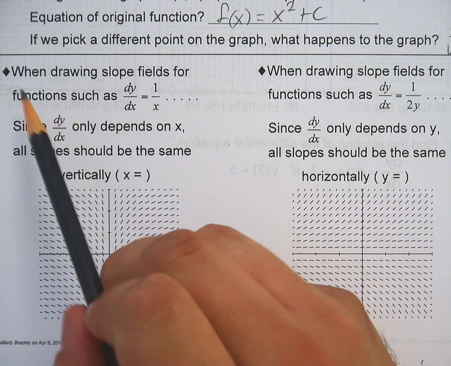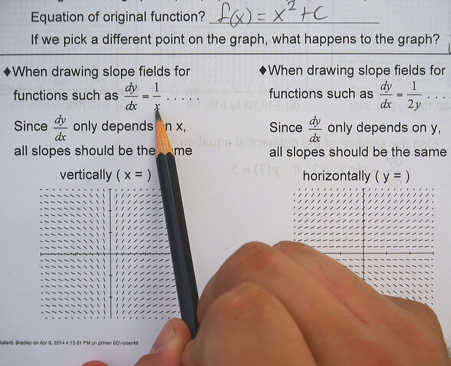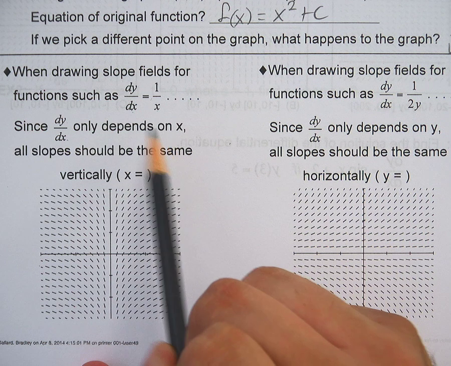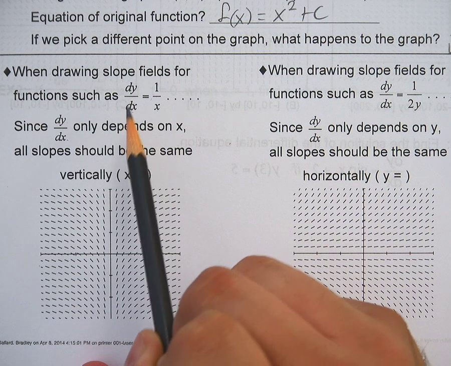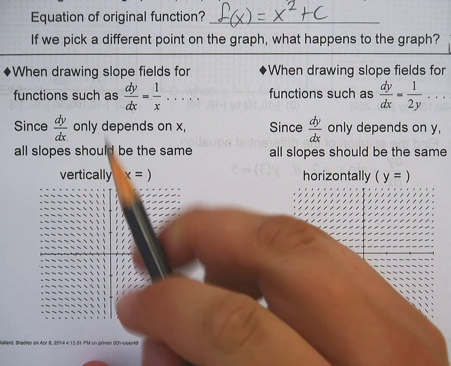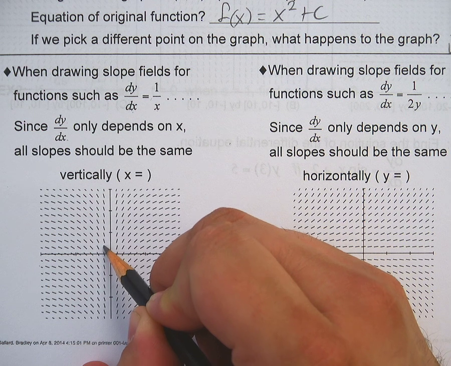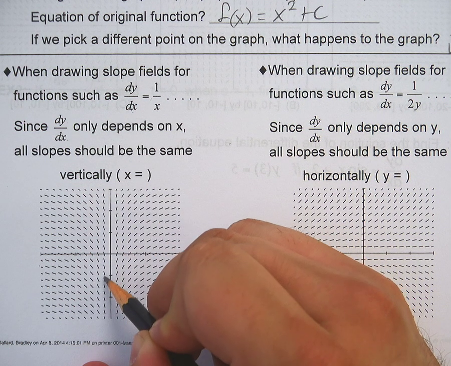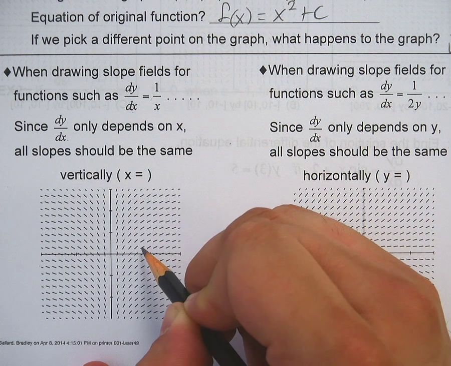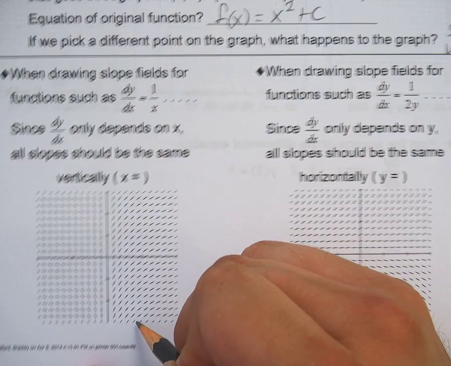So, in general, when drawing slope fields for a function like dy dx equals 1 over x, since dy dx, your derivative, depends only on x, all slopes should be the same vertically. That means that if you look at x equals -1, all of these slopes should be the same, and you can see that they are here. If you pick x equals 2, or 3, or 4, or 5, or 6, all of the slopes on that x value should be the same.